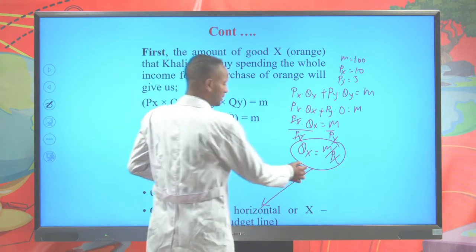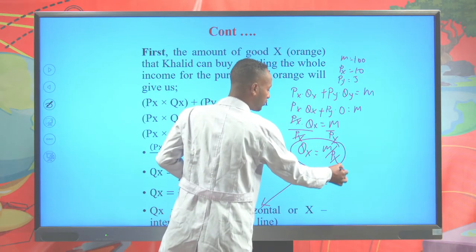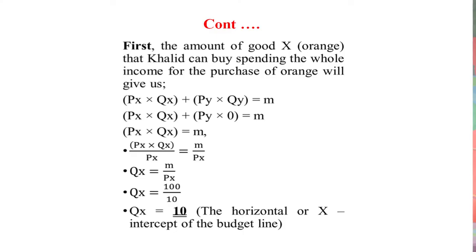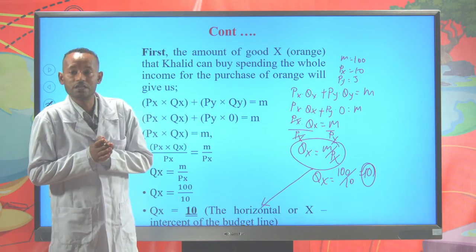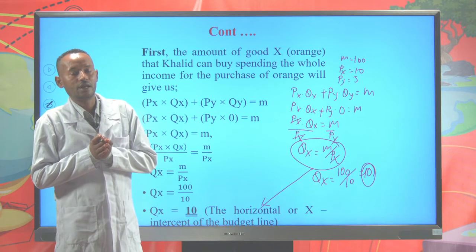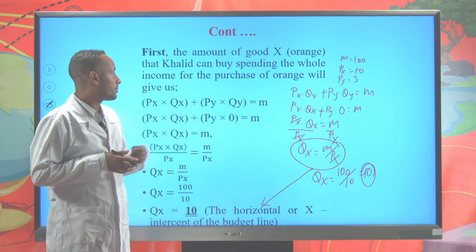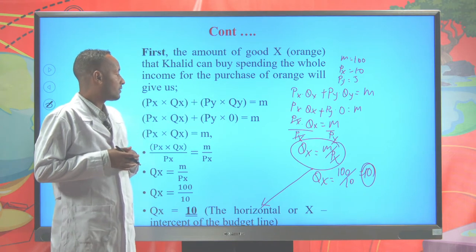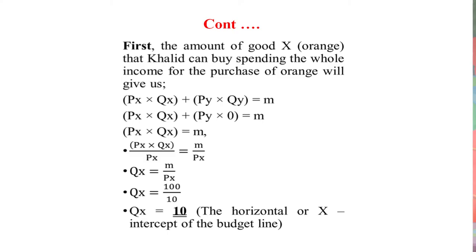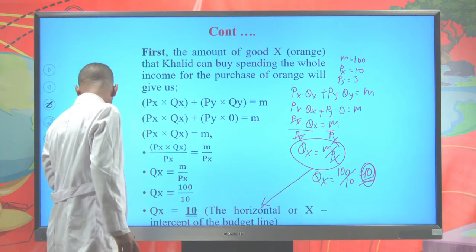So from this example, the amount of commodity X that Khalid can buy, if the price of commodity X is $10 and the income of Khalid is $100, is 100 divided by 10, which will give you 10. This is the amount of commodity X that Khalid can buy, spending the whole income for the purchase of commodity X. For example, let's say X is orange and Y is banana. If the price of a kilogram of orange is $10 and the price of a kilogram of banana is $5, and if Khalid has $100, if he spent the whole $100 for the purchase of orange, he will buy 10 kilograms of orange. This is the horizontal intercept or the x-intercept of the budget line.